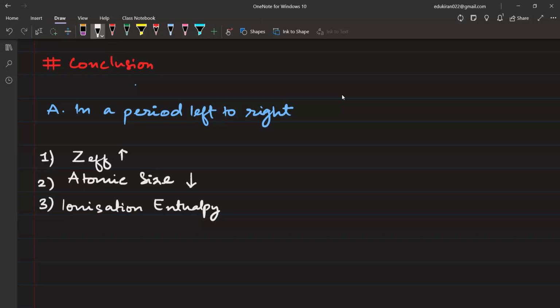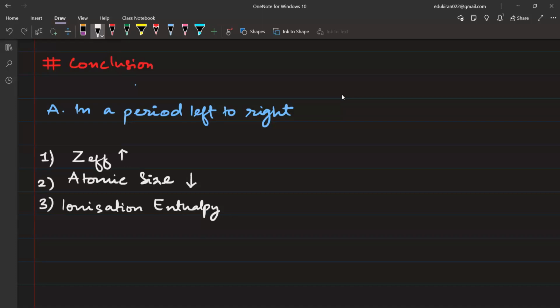So ionization enthalpy, what will be happening? Ionization enthalpy is the removal of electrons. So I have to remove an electron from the influence of protons. Now, as I go from left to right in a period, what's going to happen? The atomic size is decreasing, so the electron will be nearer to the nucleus and the Z effective is increasing.